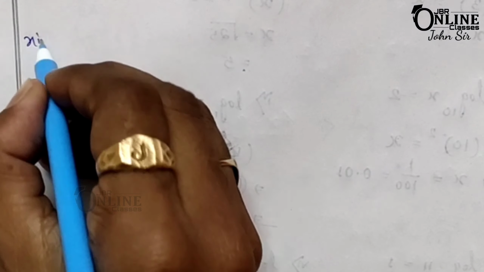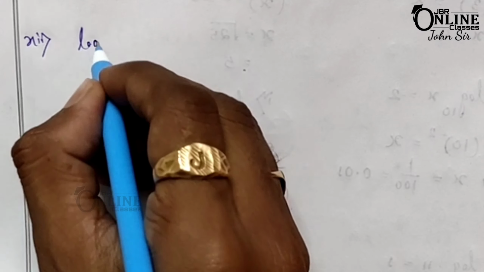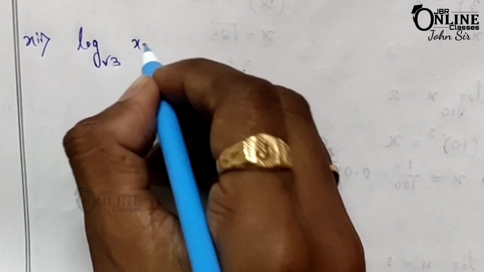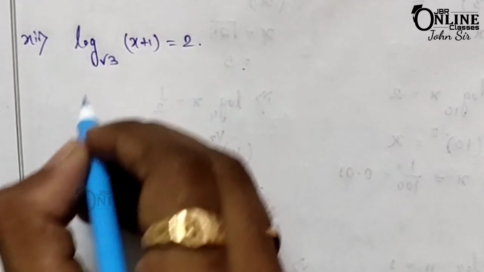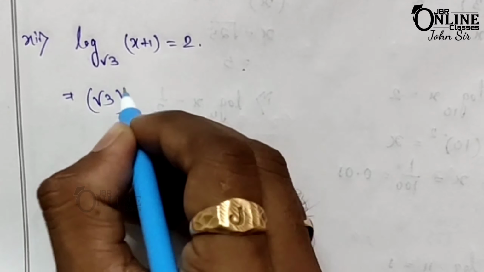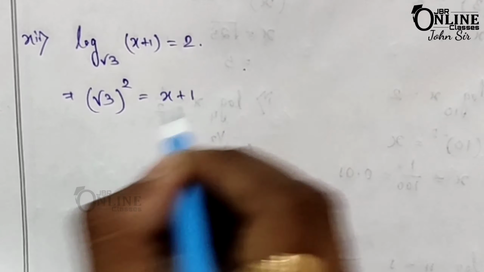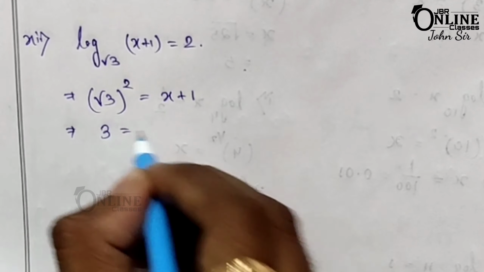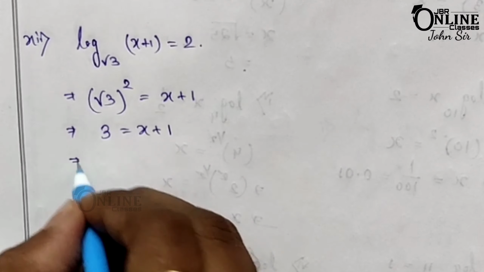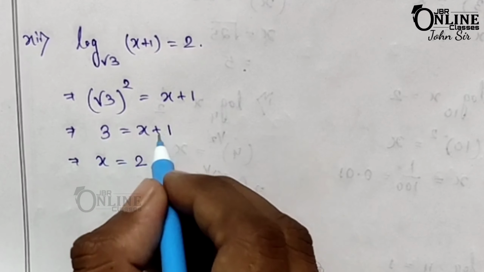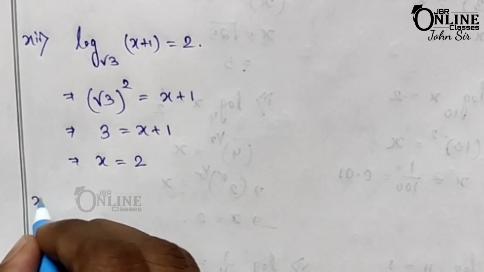Now sum number 12. In sum number 12, log base root 3 of x plus 1 equals 2. So that will be root 3 whole square equals x plus 1. Now root 3 whole square means 3. So 3 equals x plus 1. So from that x equals 3 minus 1, and that equals 2.